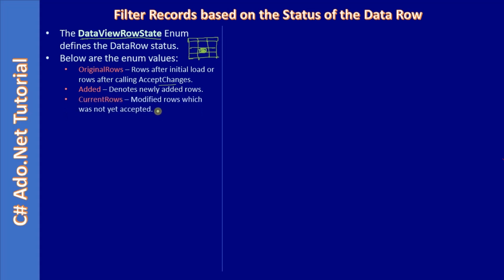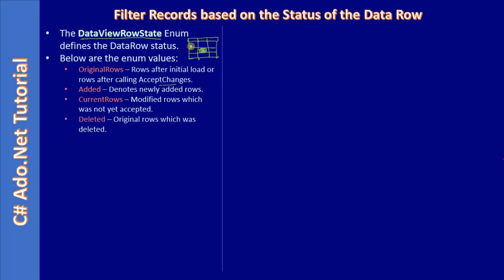Current rows. So that's one constant. This tells modified rows which were not yet accepted. Say for example, after initial load, you modified a row, but you don't make a call to accept changes. So those modified rows are treated as current rows. Modified rows which were not yet accepted. So that's what is called current rows.